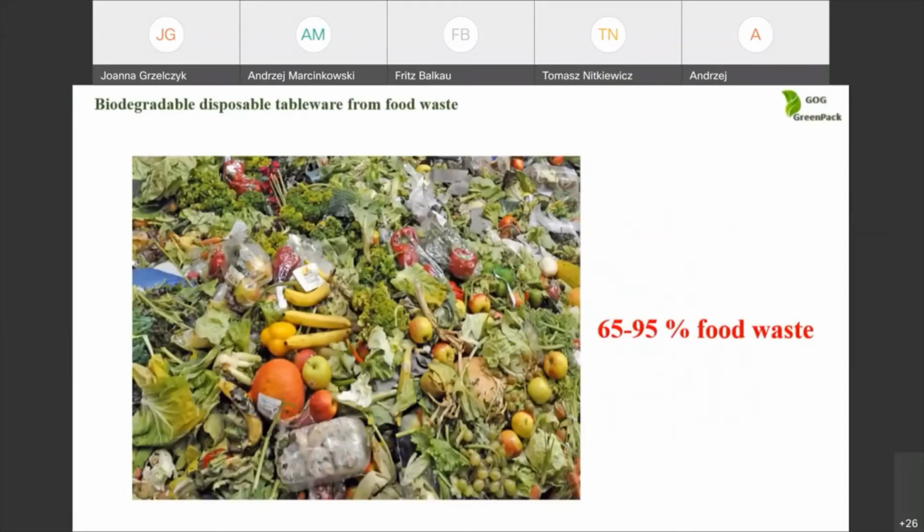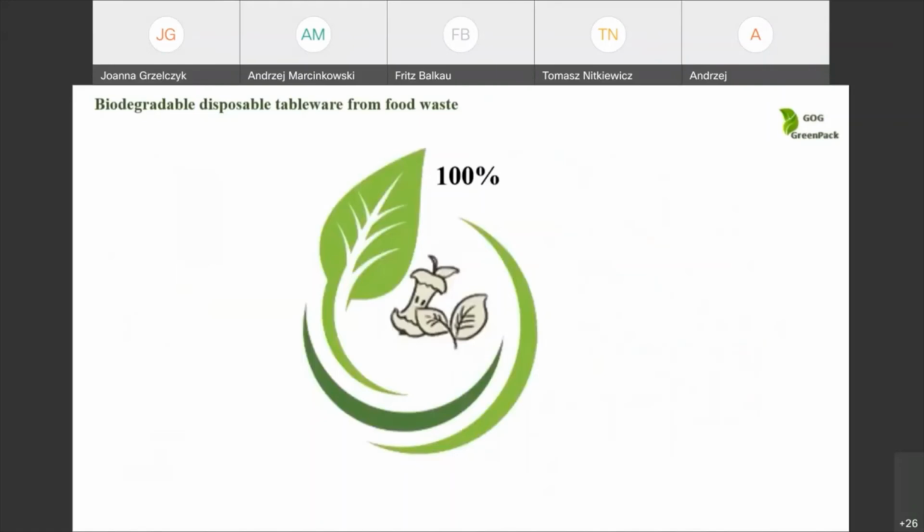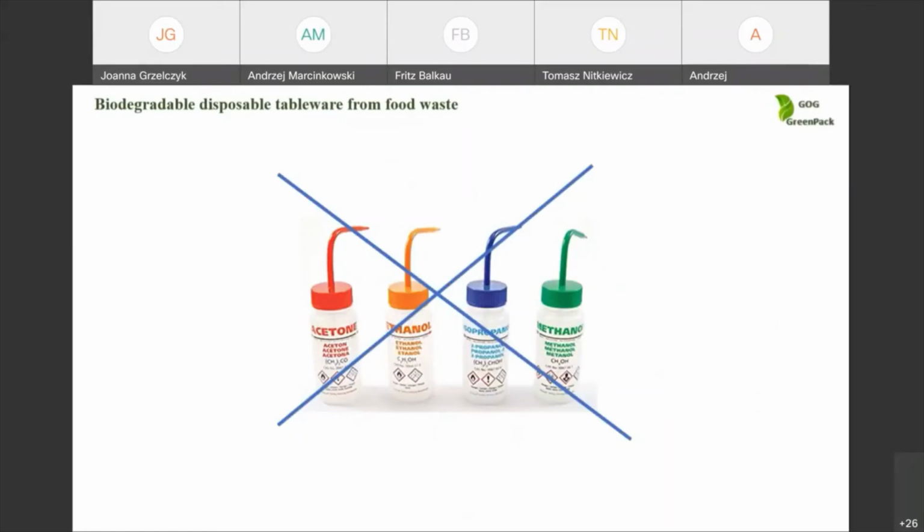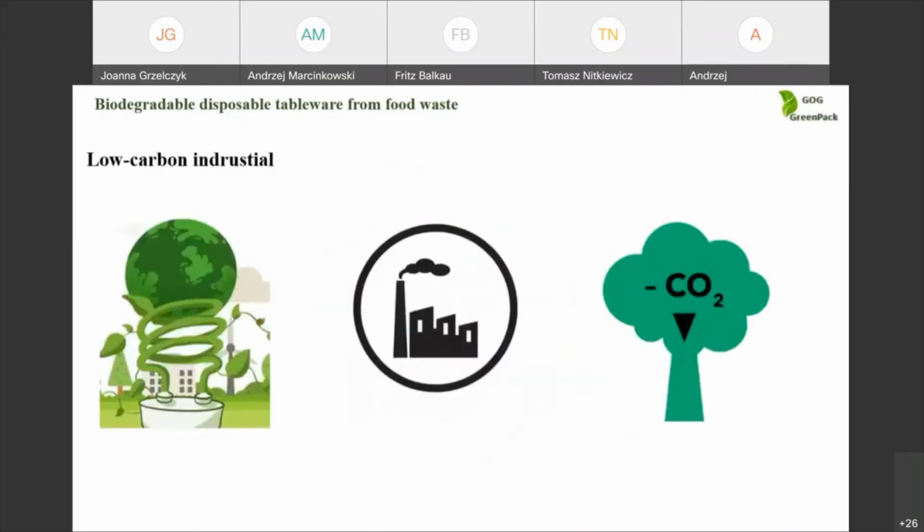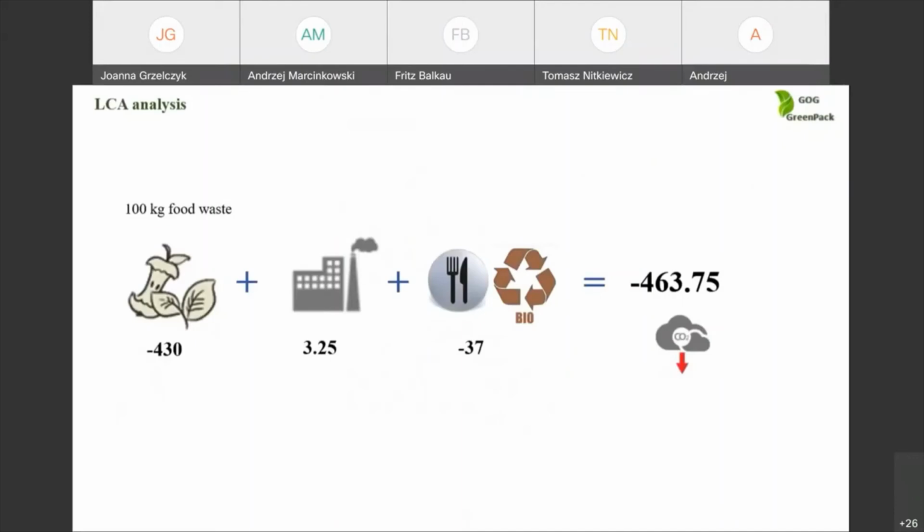The technology assumes the use of up to 65–90% of various vegetable and fruit product waste in the manufacture of packaging and disposable utensils. The manufacturing methods and recipes assume the use of natural raw materials only, without the use of chemical components. What is important, our 5-stage production allows us to reduce the amount of carbon dioxide. The carbon footprint of the product will be reduced to minus 463.75.